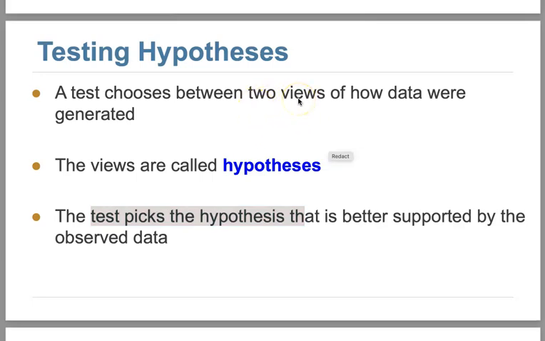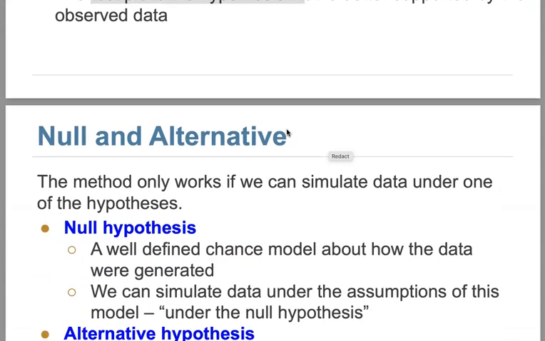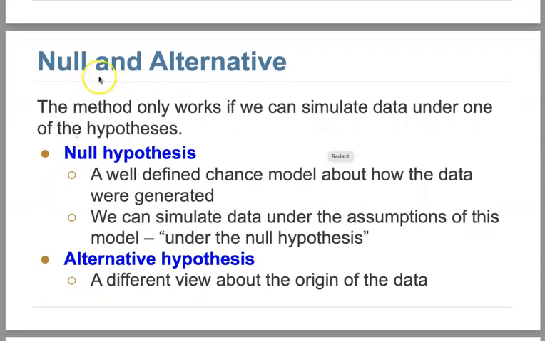So these two viewpoints, earlier we said that's the model and alternative. But here in statistics, we call them the null and alternative viewpoints. The method only works if we can simulate data under one of the hypotheses. So one thing is, like earlier we said, the null hypothesis and alternative hypothesis are against each other. On the other hand, you only need to simulate the data under one of the hypotheses.